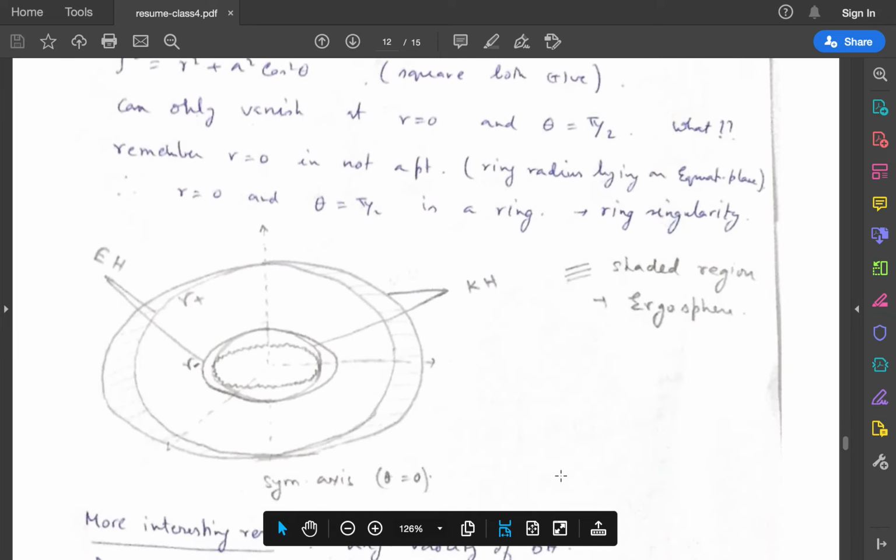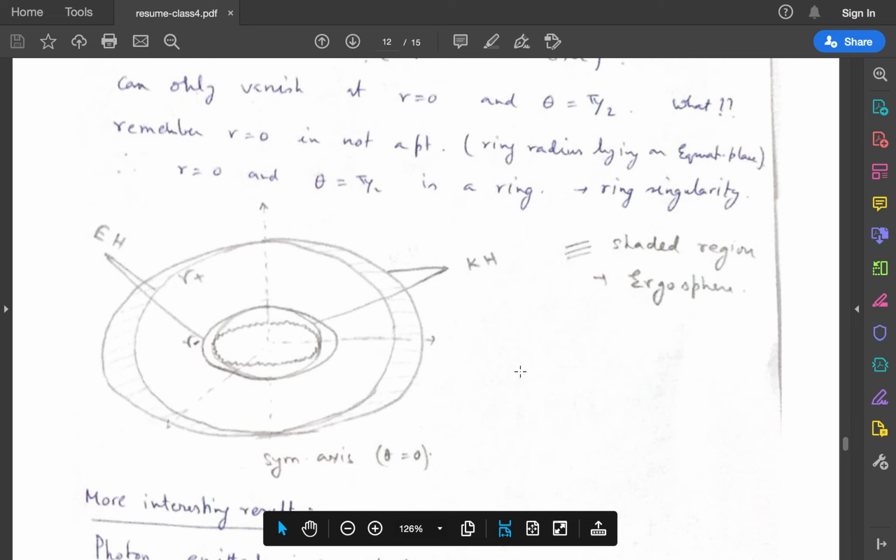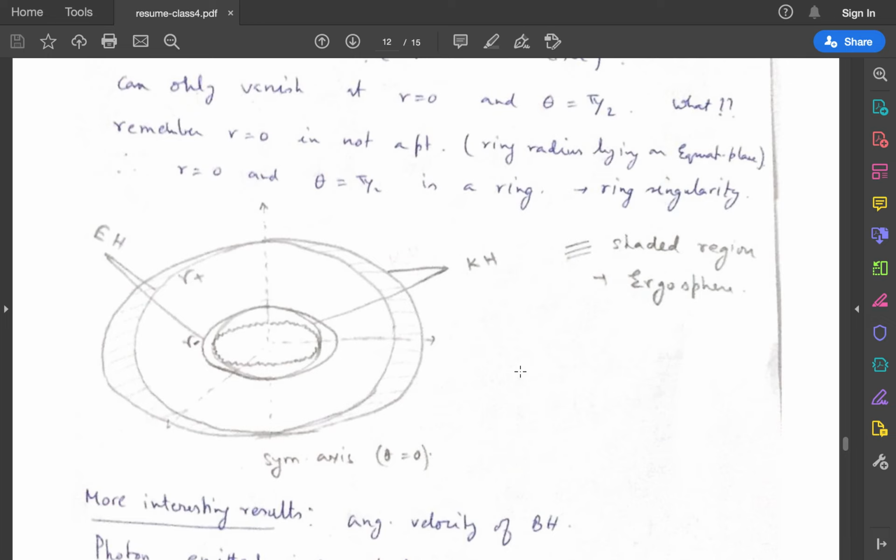Okay, so now let us plot all the different horizons and singularities we have encountered. So this is the ring singularity, this zigzag surface. This is a ring, right? This is not a point. This is the ring that we're talking about. Inside this thing and outside are the killing horizons. And the event horizon, which is given by r plus and r minus, is the region between these two surfaces.